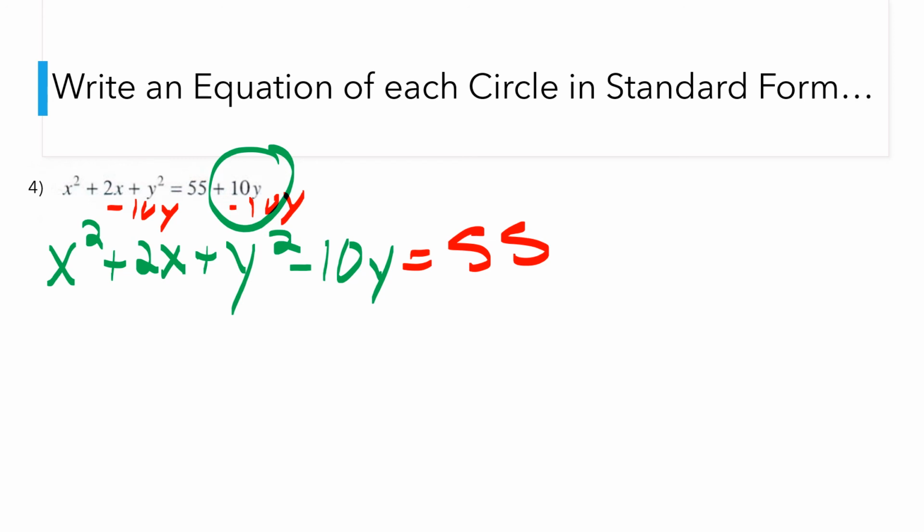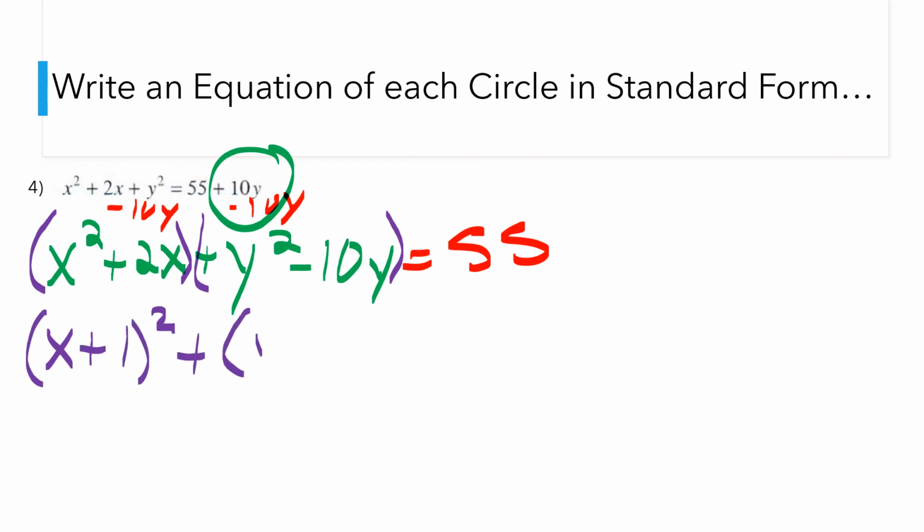The x's are already together, and my y's are together, so it'll be x plus 1 squared plus y minus 5 squared equals 55.